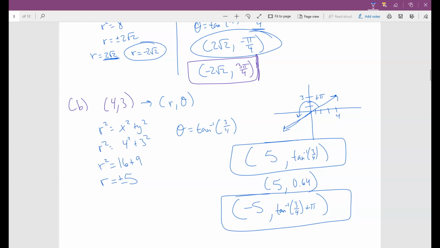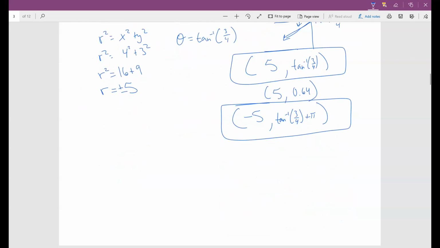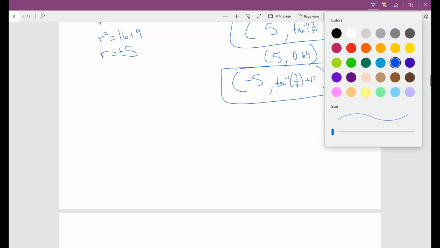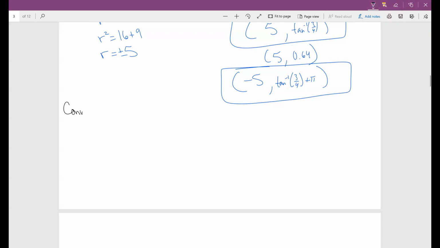Okay, so now let's finally just do the opposite direction too. Let's go ahead and convert to rectangular. So converting to rectangular, let's say we had 4 comma 2 pi over 3. So what that means is that now I want to convert this to x comma y.